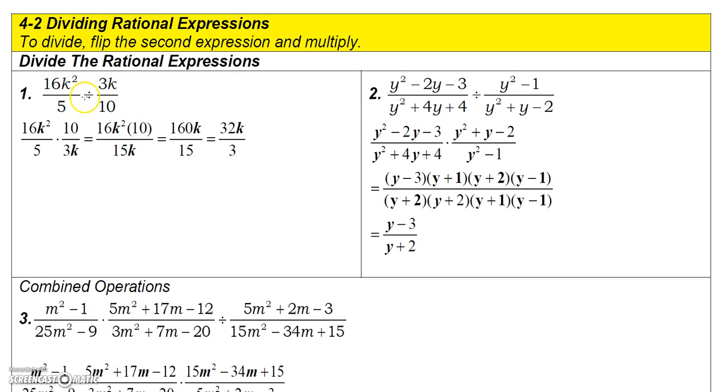So like I said, if you know how to multiply rational expressions, you can certainly divide them, because what you do, same thing that you did with regular old numbers, when you divide by a fraction, you just flip the fraction over and multiply it. So here, 16k squared over 5 divided by 3k over 10 is going to be the same as 16k squared over 5 times the reciprocal of 3k over 10, which is 10 over 3k.